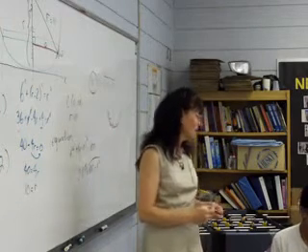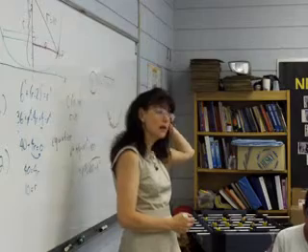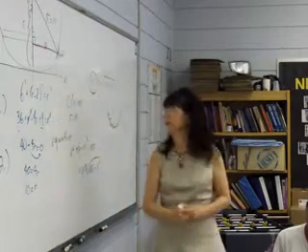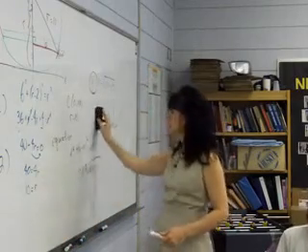The definition of a parabola: the set of points on a plane equidistant from a point called the focus and a line called the directrix.